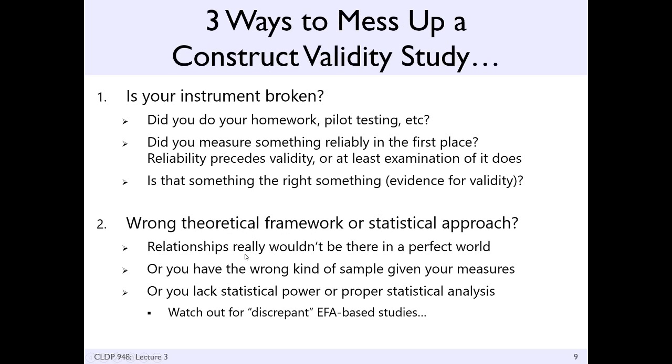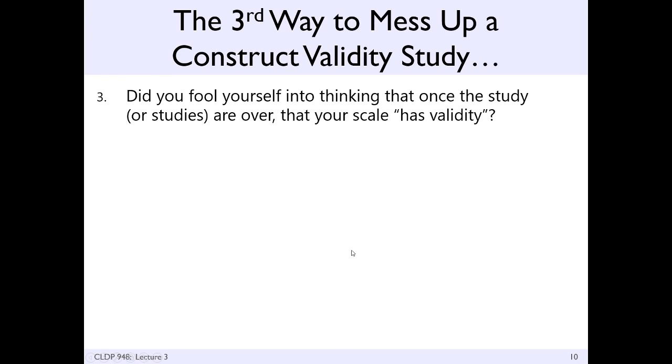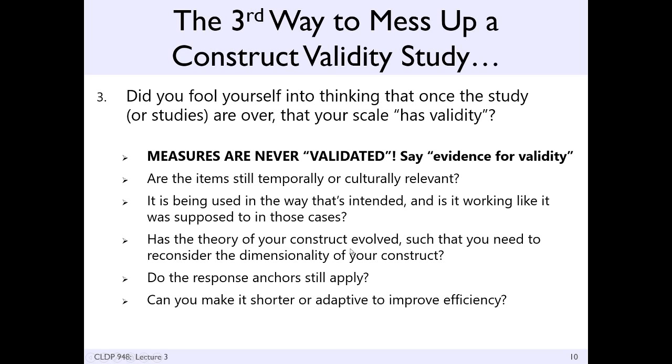So here are some ways to mess up a construct validity study. Do your homework, pilot testing. We talked last time about bad items, things that you can avoid in terms of keeping consistency in stem direction, making sure that you allow people to answer the question in as many different ways as possible, including not applicable. You can end up with the wrong theoretical framework or the wrong power. So you don't have enough sample size, for instance. You won't find significant relationships. Discrepant EFA studies, that's another one. And then these are the other things that can come up.